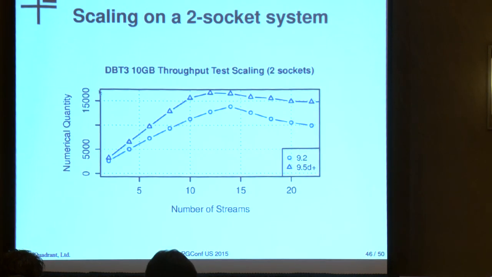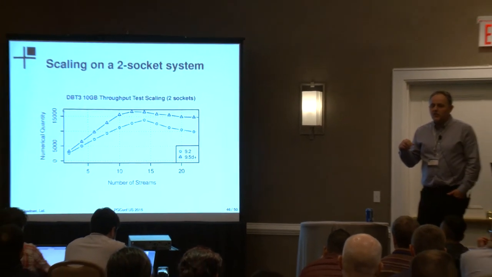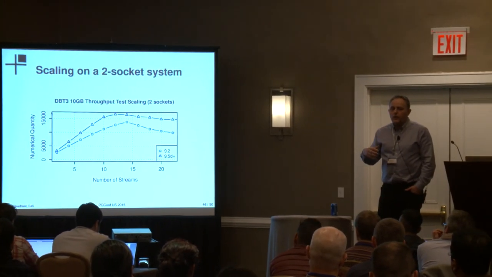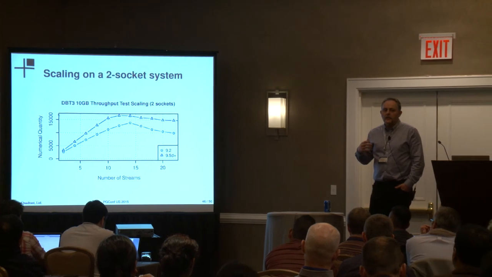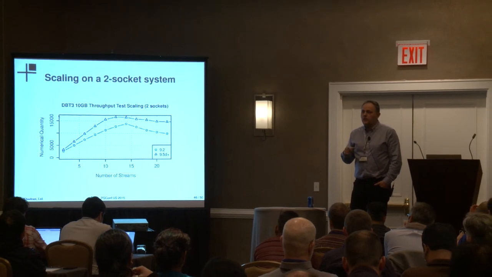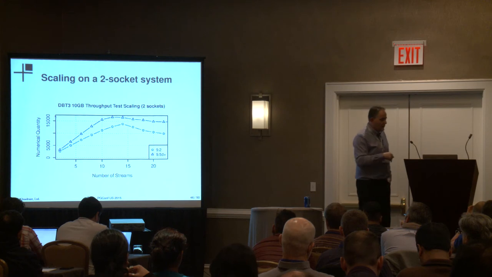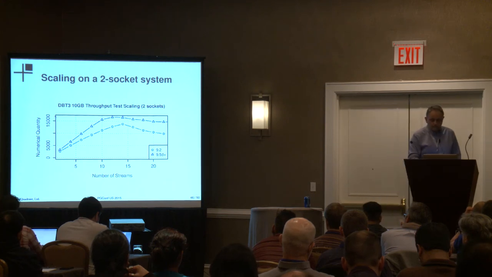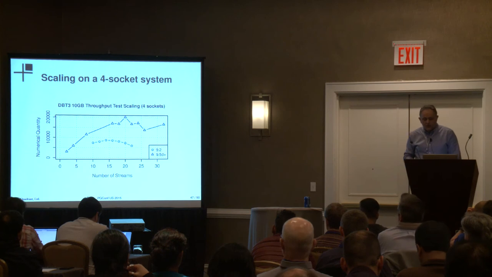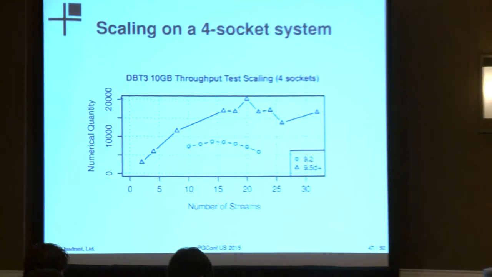So the tests that we've got showed that, taken as a whole, the overall results were that we can significantly improve the number of queries per hour that these systems can handle in comparison with the same situation roughly 2 years ago in terms of the software. And on a 4-socket system, it becomes very clear that we've made significant gains in terms of throughput.